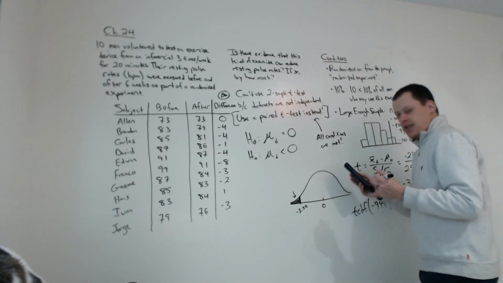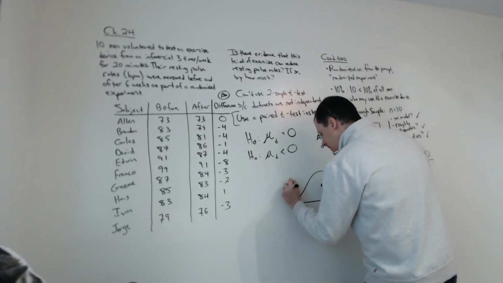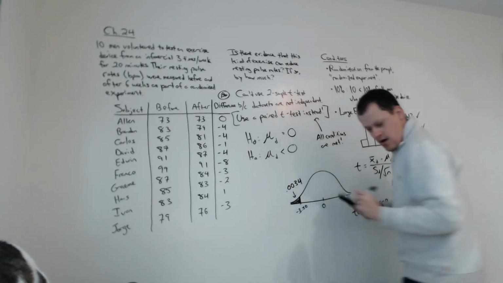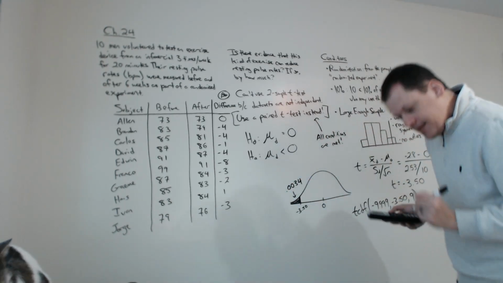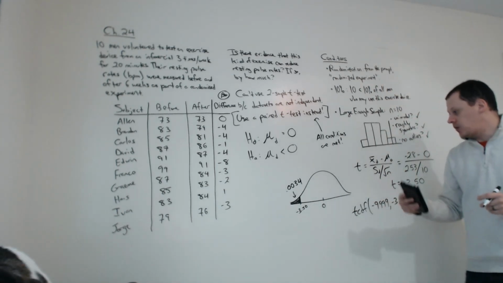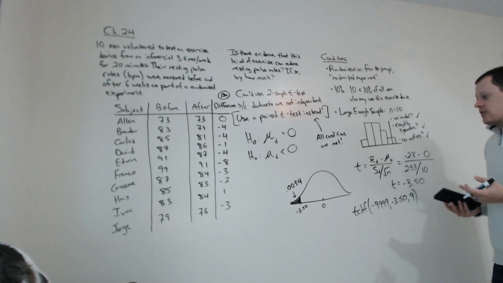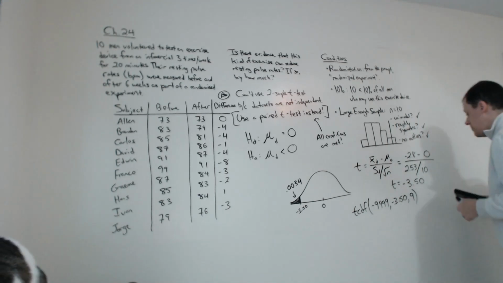And I get something along the lines of 0.0034. Is that what I got last time? Yeah. All right. I love it when it works out. I get 0.0034 there for the area. So that is the p-value.